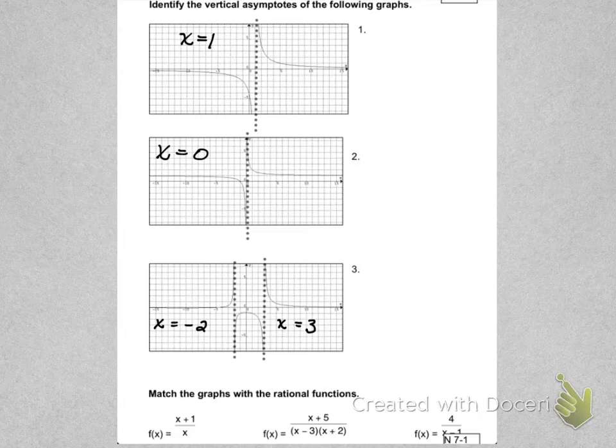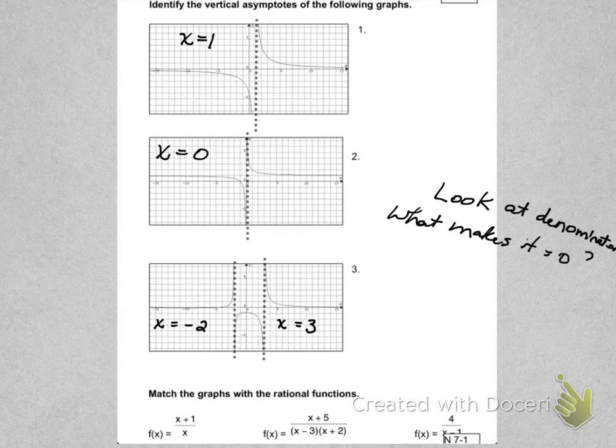Now let's see if we can figure out which of these equations down here at the bottom of the page match them. Again, for the equations, you look at the denominator. What makes it equal 0? That's going to be your vertical asymptote.